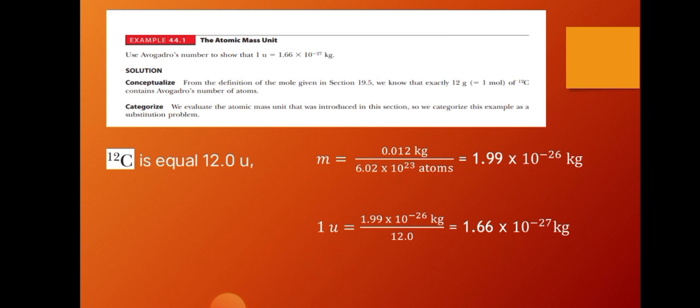Now, in order for us to prove that 1 u is equal to 1.66 times 10 to the negative 27 kilograms, we must divide our mass by our atomic mass unit, which is denoted by u, and our u is 12. Our mass here is 1.99 times 10 to the negative 26 kilograms. I will divide it by 12, and this equates to 1.66 times 10 to the negative 27 kilograms.